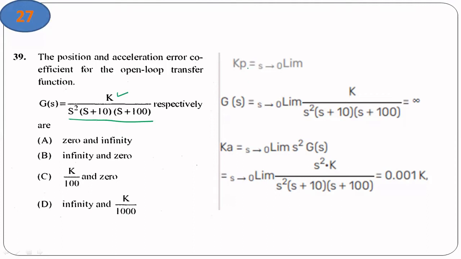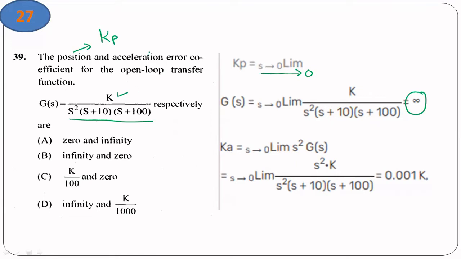In order to determine this, first we have to solve for this G(s) with limit s tends to 0. If we solve for this with limit s tends to 0, then we should get the solution as infinity. That is called the position error coefficient. This position error coefficient is the value of Kp, which is determined by letting s limit to 0.